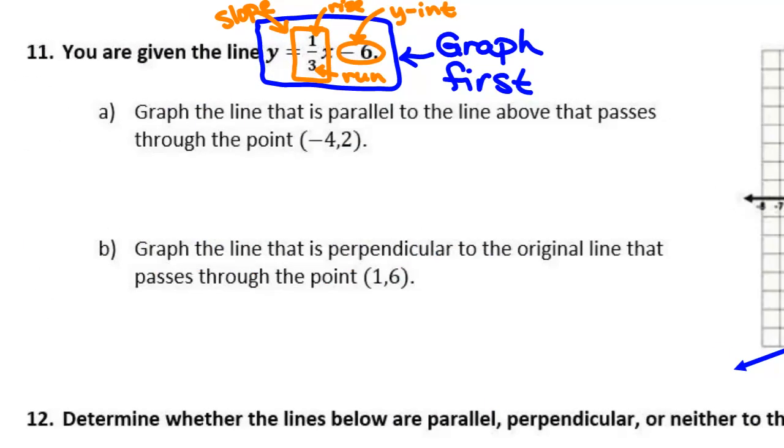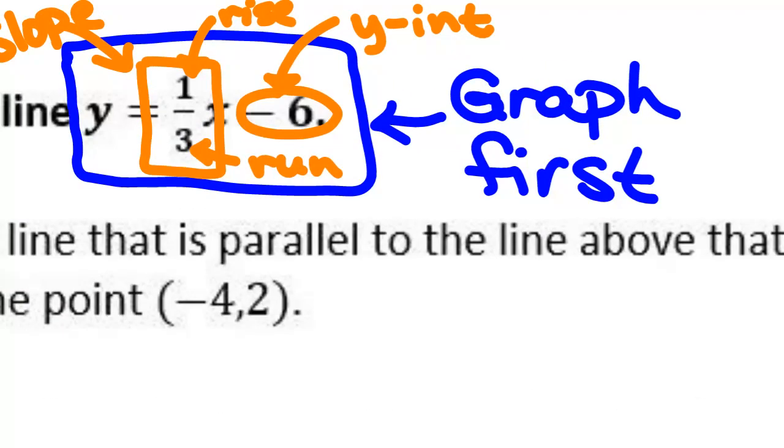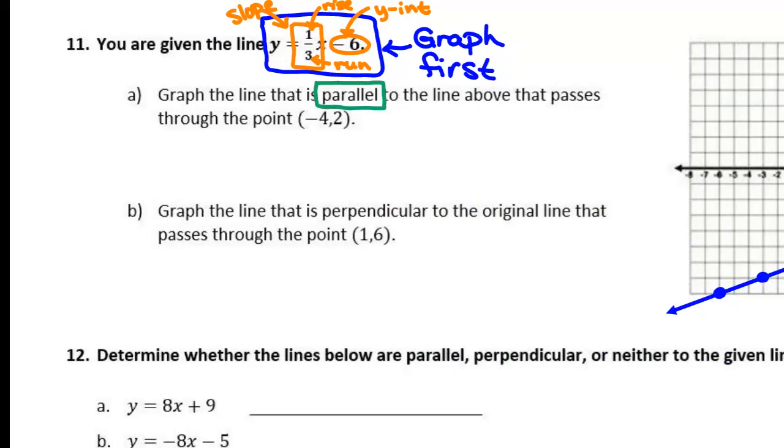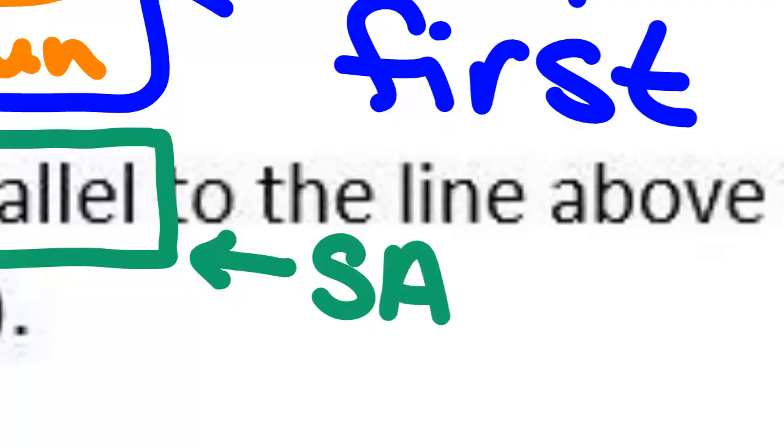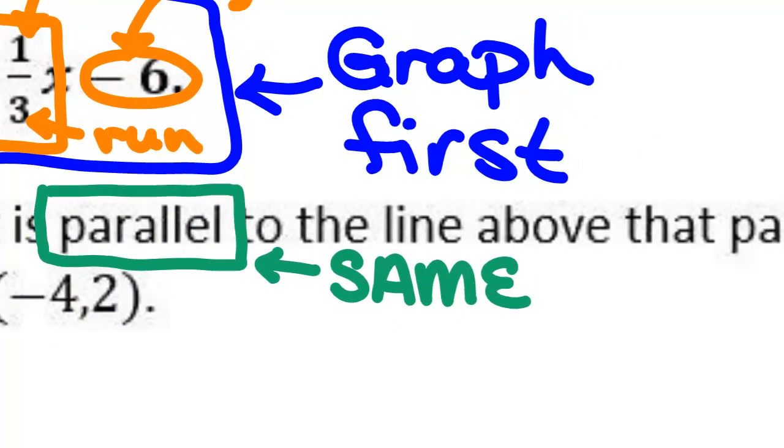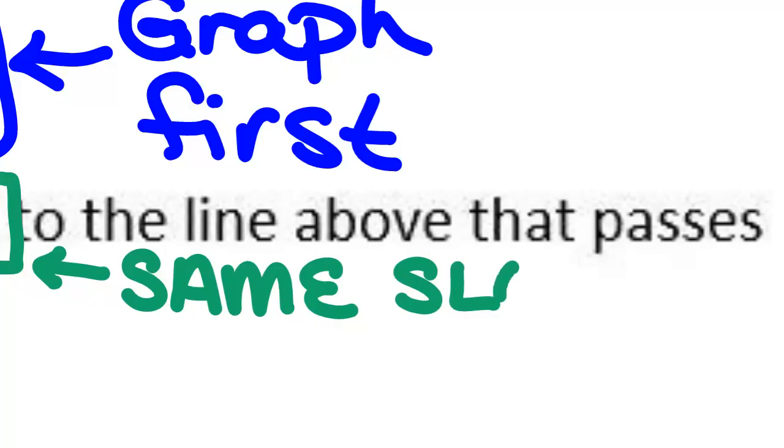Part A, graph the line that is parallel to the line above and that passes through the point -4, 2. Parallel, do you guys remember about the slope for parallel lines? Close, that's my perpendicular. That's going to be the next one. You're thinking on the right path. Parallel is the same slope.